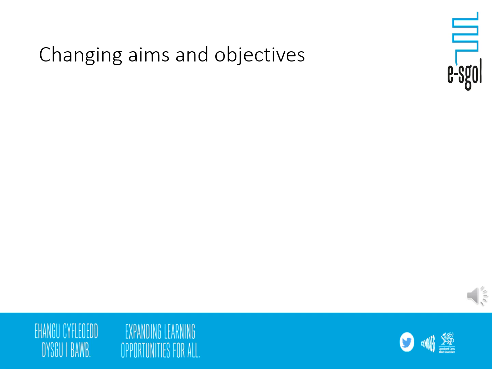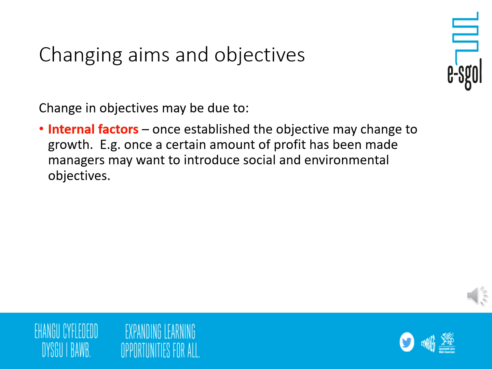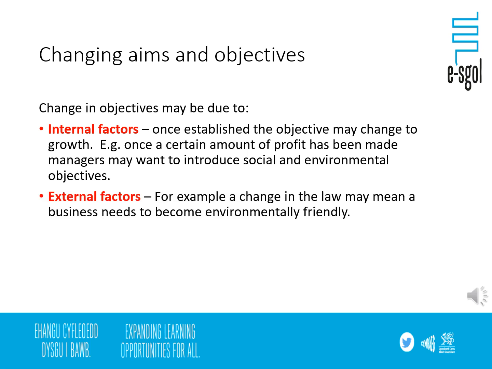Now, changing objectives and aims may be due to a few factors. So one of the factors might be internal factors. So once you're established, the objectives may change. Once a certain amount of profit has been made, managers might want to introduce more social or environmental objectives, maybe become more ethical. External factors could be that there might be a change in the law, which means that you then need to become environmentally friendly, and that's going to change your aims and objectives.